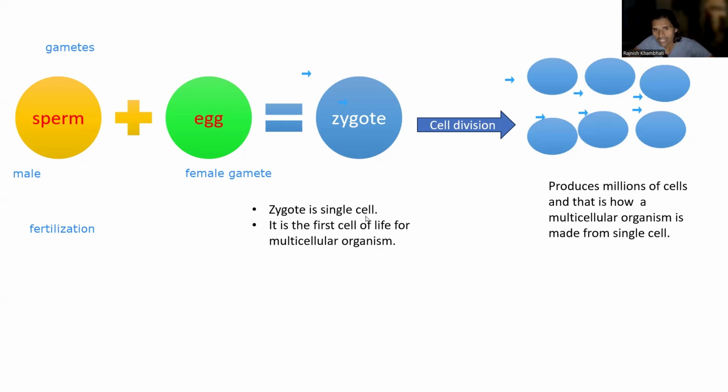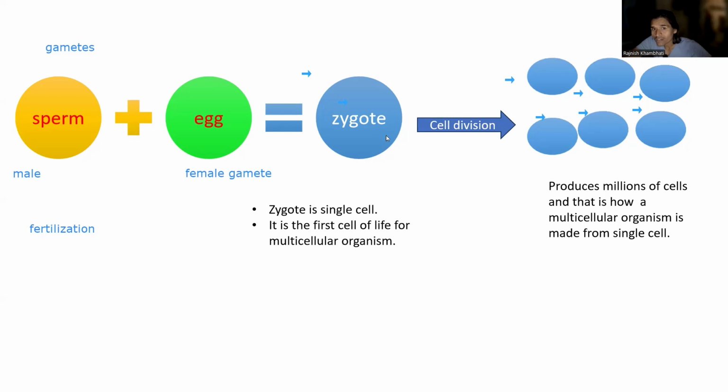Okay, so pay attention to the slide and the lines. Zygote is a single cell. What is a zygote? A single cell, one cell. And that cell is coming from fertilization. And zygote is the first cell of life. You can see when sperm and egg are fusing together, the first cell is the zygote.